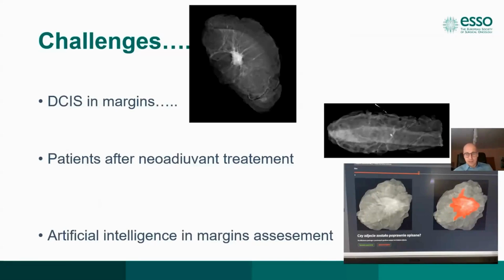The assessment is quite rapid and not labor intensive. Still, the challenges that remain are the evaluation of the presence of DCIS in margins that are sometimes not visible, and the evaluation of patients after neoadjuvant treatment, where we see nothing but only the clip, as in this photo. And we are also testing an artificial intelligence program, a software overlay which helps us to assess excision margins.